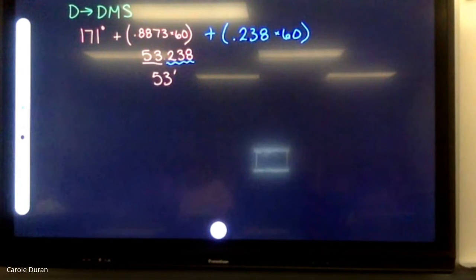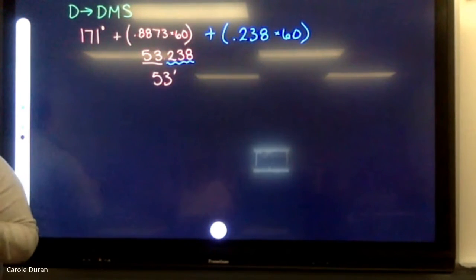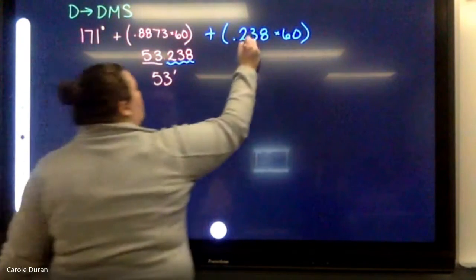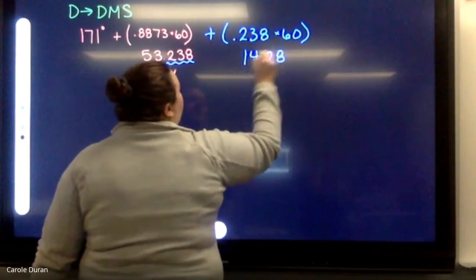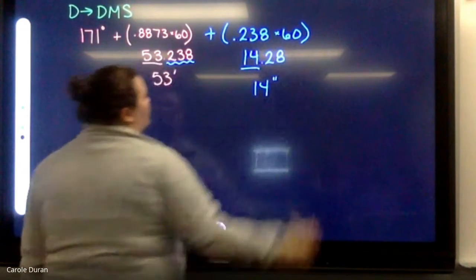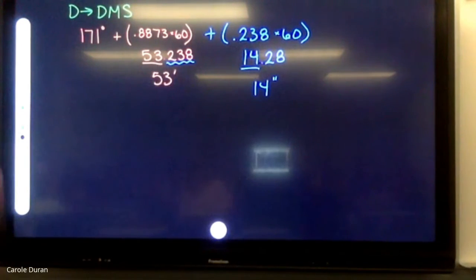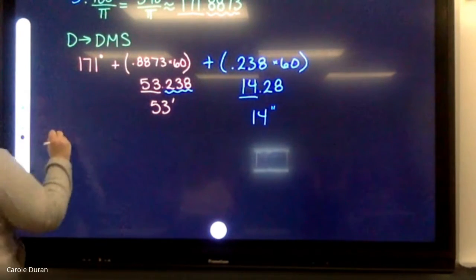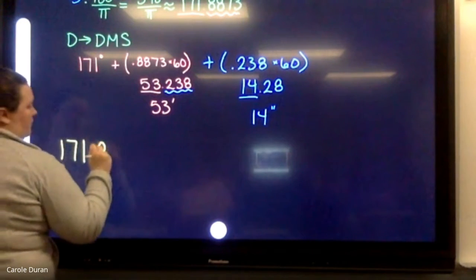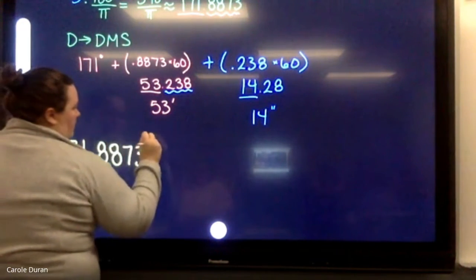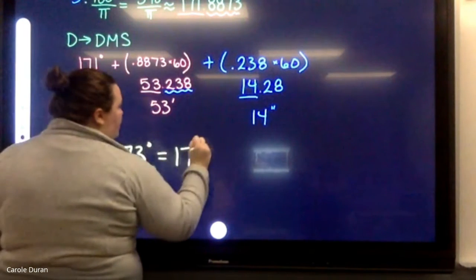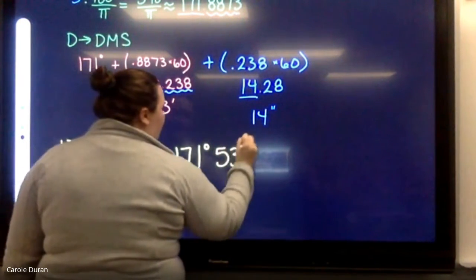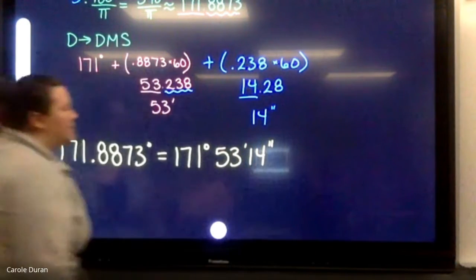I only care about the whole number answer I get here. I don't care about anything after the decimal point. So what is 0.238 times 60? 14.28. Which means the 14 is my number of seconds. So the conversion of 171.8873 degrees is equivalent to 171 degrees, 53 minutes, and 14 seconds.